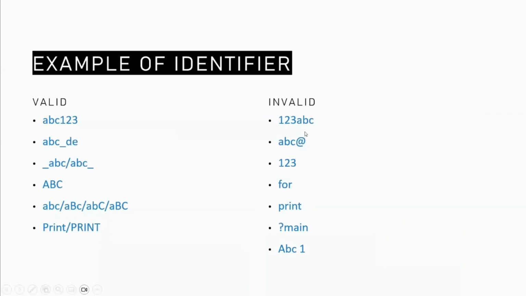And let's see what is invalid. Numbers in the beginning are invalid. Any special character, only underscore is allowed, at the rate is not allowed. 123, all digits, not allowed. It should have a combination. Again, a number should not be the first letter or first digit in the identifier name. For is a reserved word, it cannot be used. Print is a reserved word. Then question mark main, the question mark is again a special character, and cannot be part of the identifier name. ABC 1 seems to be valid, but there is a space between C and 1. It makes it invalid.